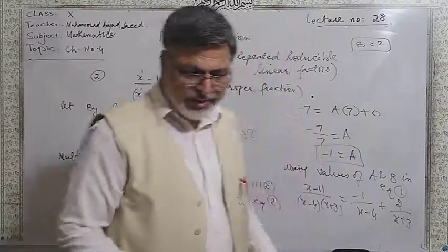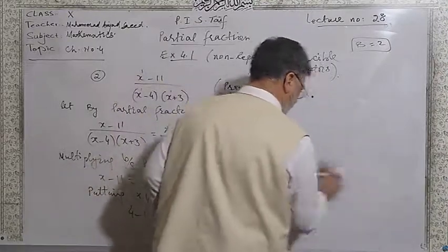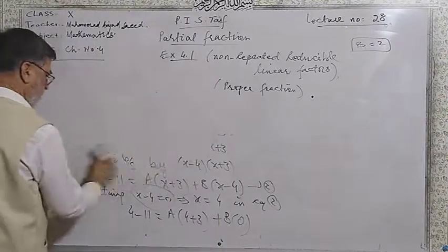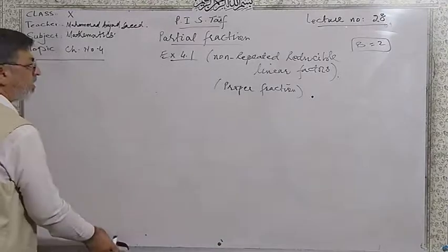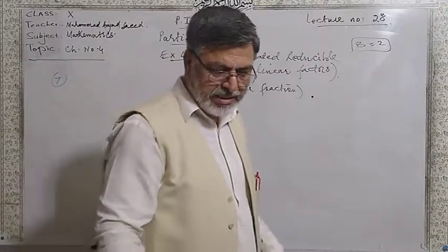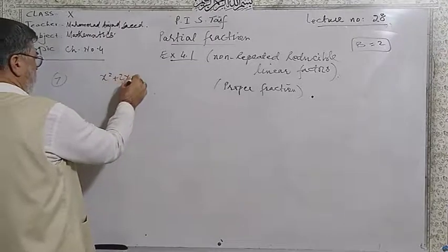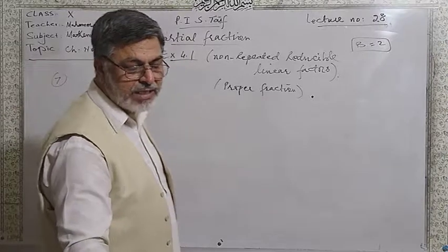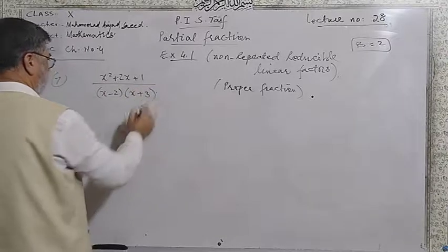After that, we have question number 7. I hope that you got the idea of your exercise 4.1. Question number 7 is x square plus 2x plus 1 divided by x minus 2 into x plus 3.